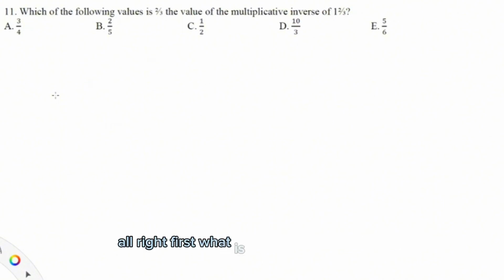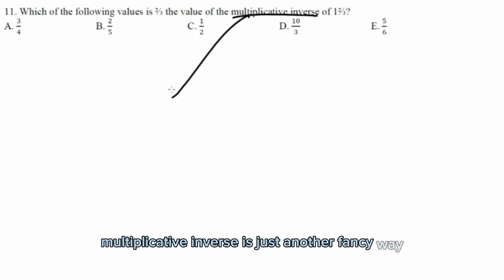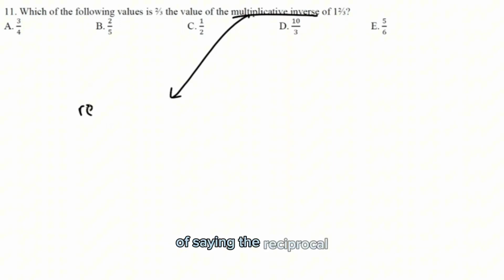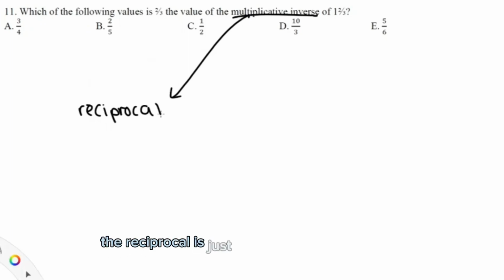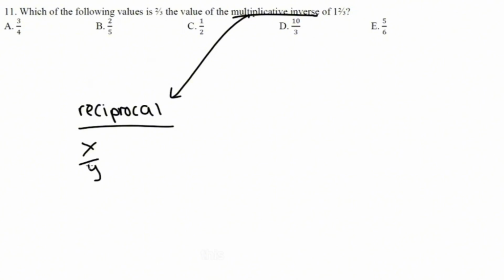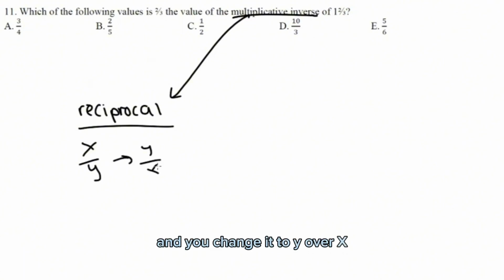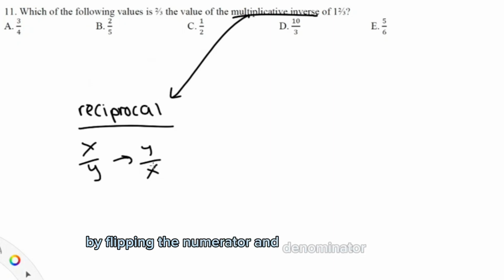Alright, first, what is multiplicative inverse? Multiplicative inverse is just another fancy way of saying the reciprocal. The reciprocal is just when you take a number, for example, x over y. This is a fraction, and you change it to y over x by flipping the numerator and denominator.